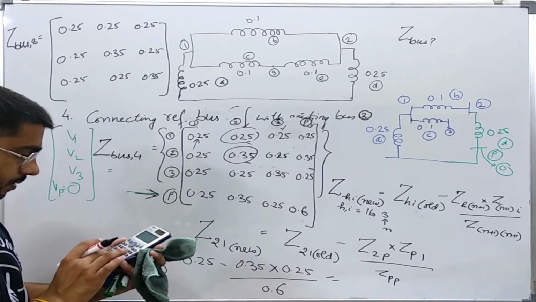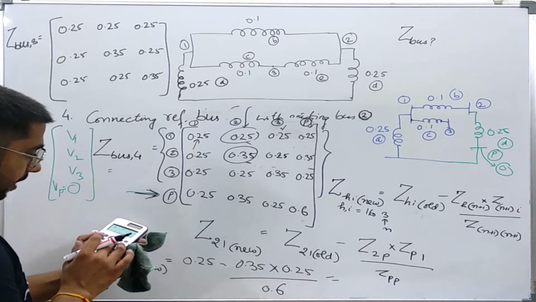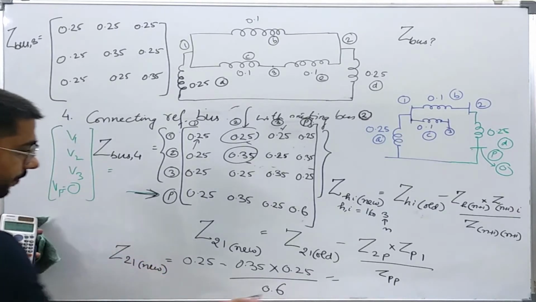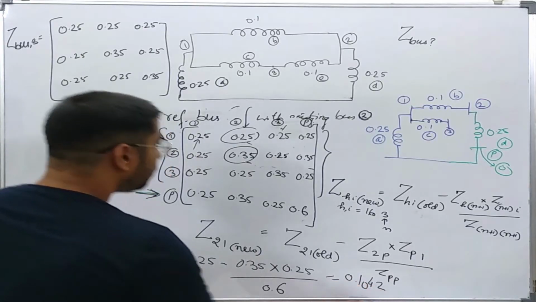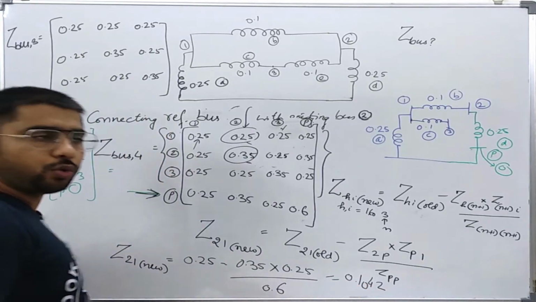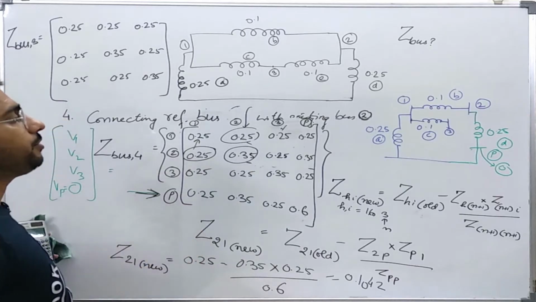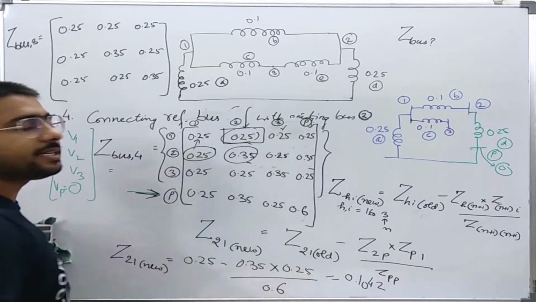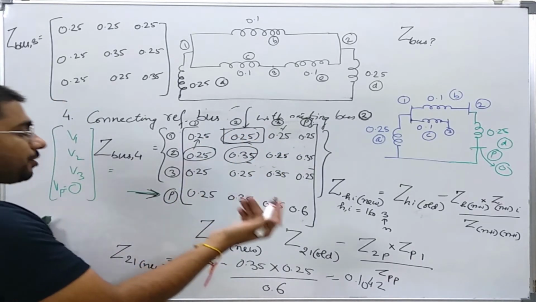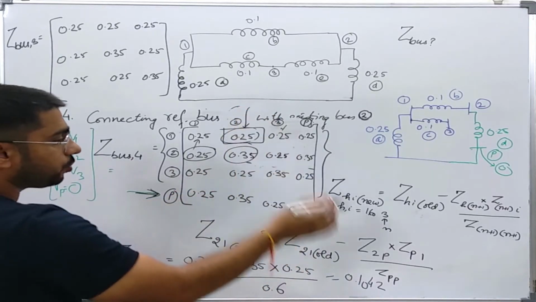0.25 minus 0.35 into 0.25 divided by 0.6. It will give me 0.1042. So element number 21, what is element number 21? It is 0.25. Although I have taken Z12 also, since it is a bilateral network, our value did not change even if I used the value of 12.